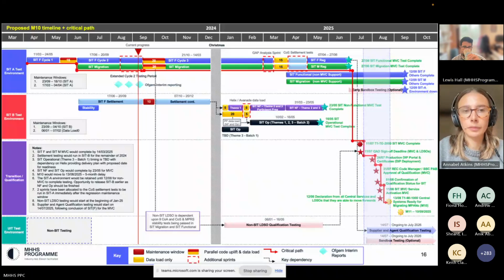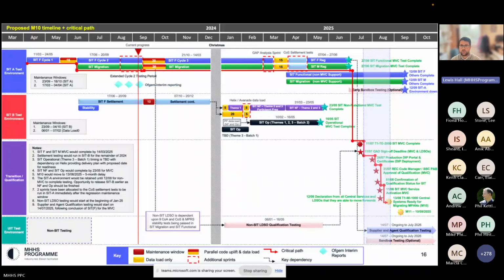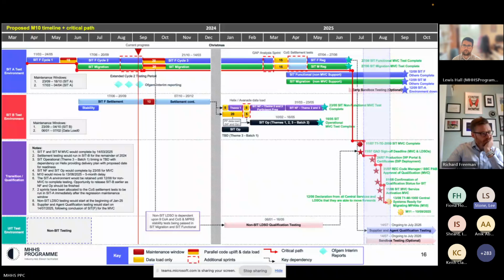Yep, Lee. Just this box on the bottom right around supply and agent quality, is that non-SIT parties starting in July? Correct. Yes. That's the start of qualification testing for those non-SIT participants. So that would be pre-M11 now, is what you're suggesting? It is, isn't it? Yeah. Okay. Yeah, it was pre-M11 in the previous plan. So I think it was scheduled to kick off at the beginning of February in the previous plan, and M11 would have been in April. So the underlying logic and spacing between activities there hasn't changed at all. It's just the dates have moved. Right. Okay.